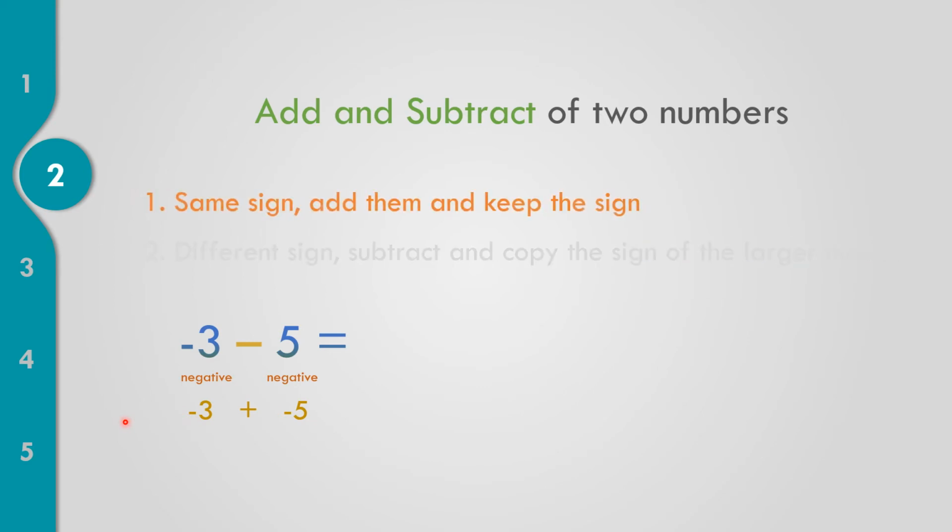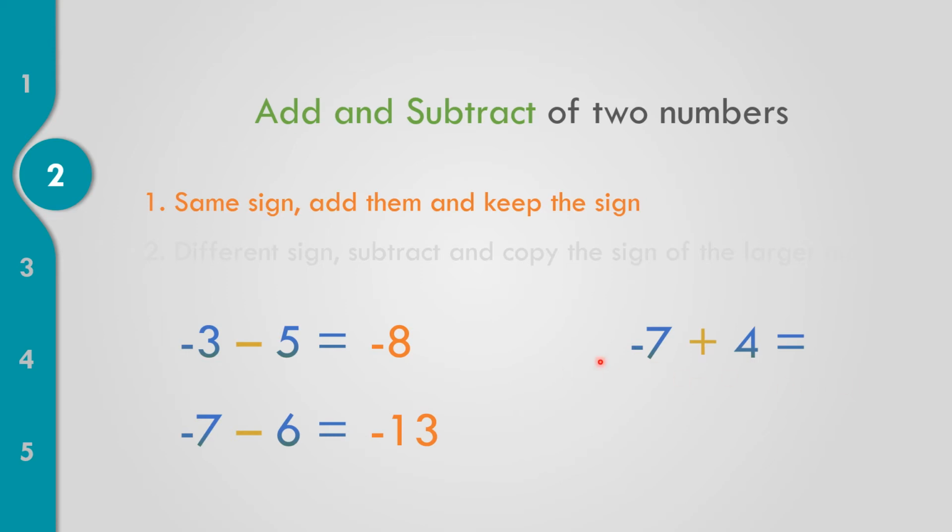So we have the same sign. So it means add and keep the sign. So 3 plus 5 is 8 and then keep the sign. So the answer is equal to negative 8. Next, number 2. Negative 7 minus 6. So add and keep the sign. So negative 13.